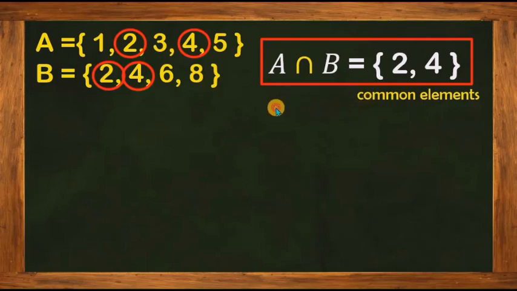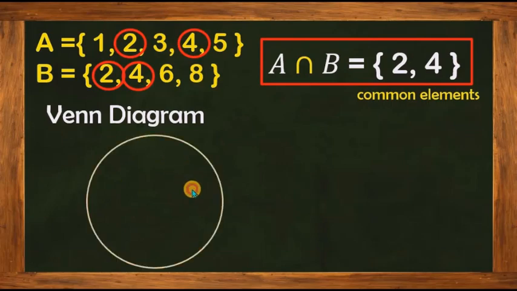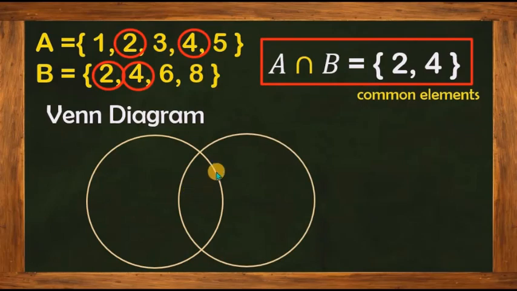Now, we may also show and represent the intersection of sets using a Venn diagram. To represent a set in a Venn diagram, we are using circles. Since we have two sets, we are going to use two circles, set A and set B. In set A, we have 1, 2, 3, 4, 5, and in set B, we have 2, 4, 6, and 8. Remember, when we are using a Venn diagram, the first elements that we need to put are the common elements, or the elements that can be found in both A and B. And that is what we call the intersection.